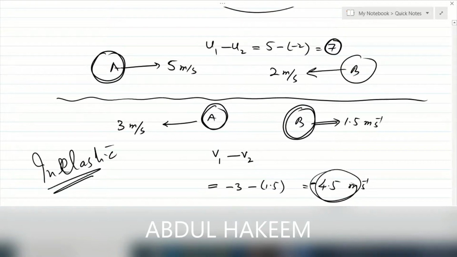It's not perfectly elastic. If the velocity of separation is equal to the velocity of approach in magnitude, opposite in direction, then the collision is called elastic, meaning perfectly elastic. If they are not equal, then the name of the collision is inelastic.